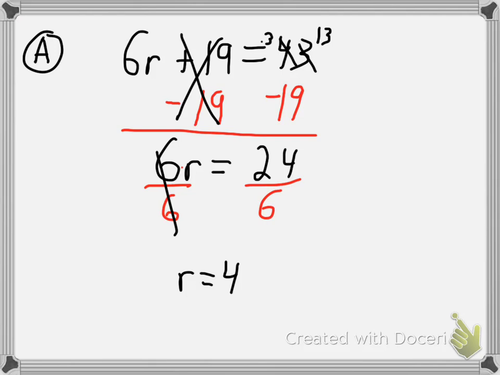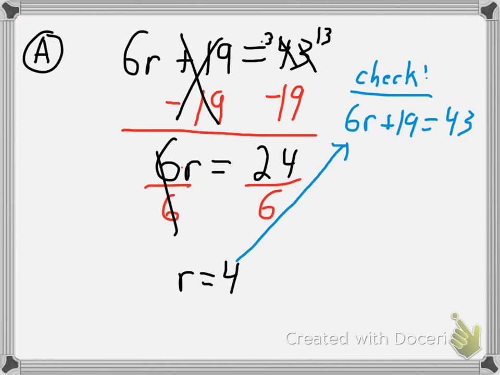Now, in order to check this, we go through the same exact process. I'm going to do my check right here. I write my original equation, 6r plus 19 equals 43. And then I plug in what I think r is. I think r is 4. So it's going to be 6 times 4 plus 19, and I'm hoping all of that equals 43.